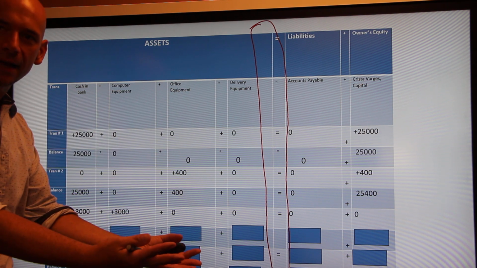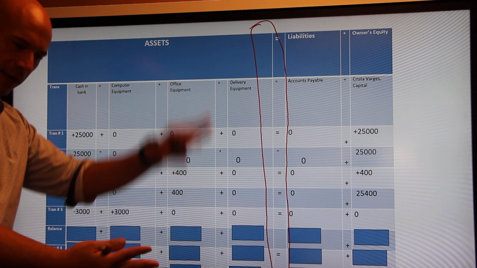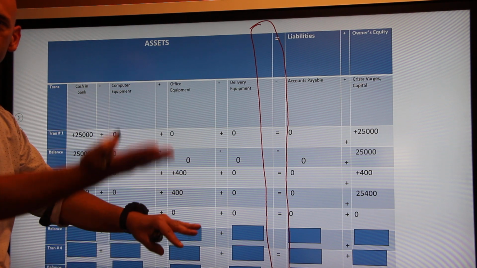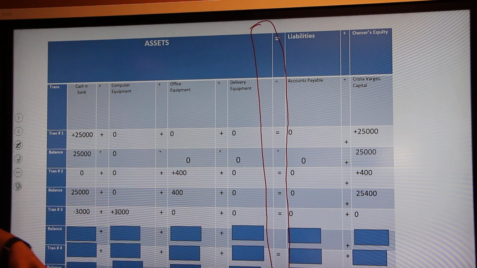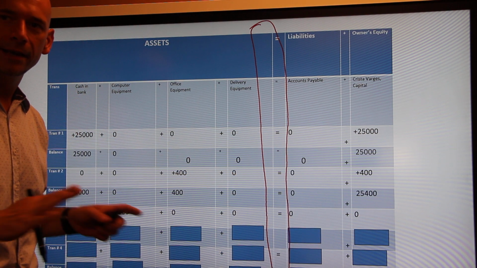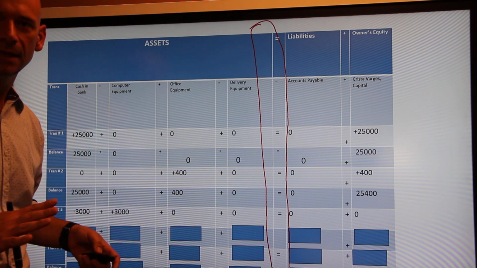We spent $3,000 of one asset, so the cash went down, to buy another one that was worth $3,000. So they balance each other out, so our owner's equity or capital actually doesn't get affected in this one. And there's no change to the right side of the accounting equation.